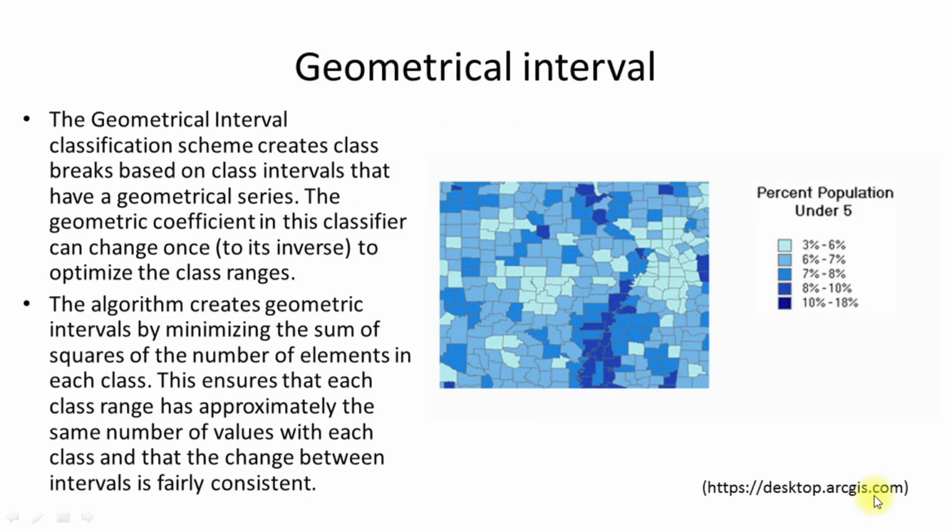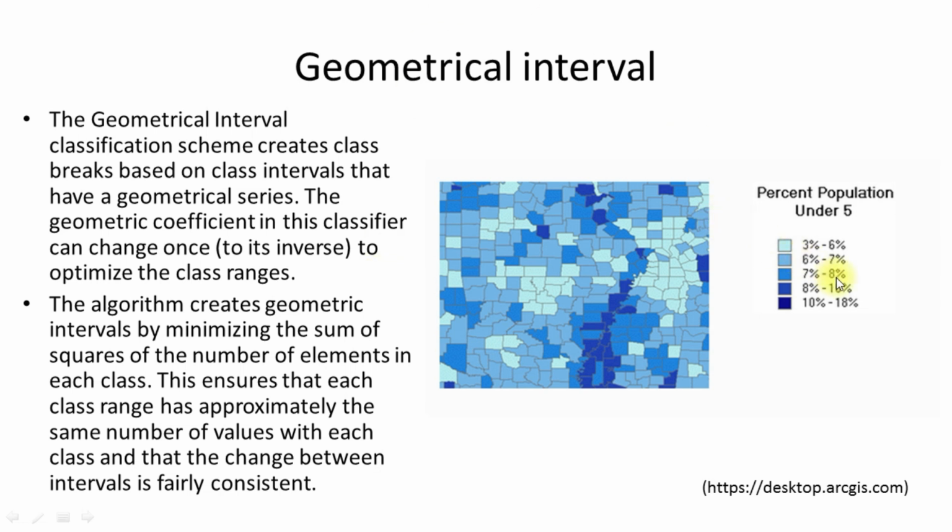The next type is geometric interval. So the geometric interval classification scheme creates class breaks based on class intervals that have a geometrical series. The geometric coefficient in this classifier can change once to its inverse to optimize the class ranges. The algorithm creates geometric intervals by minimizing the sum of squares of the number of elements in each class. This ensures that each class range has approximately the same number of values and that the change between intervals is fairly consistent.